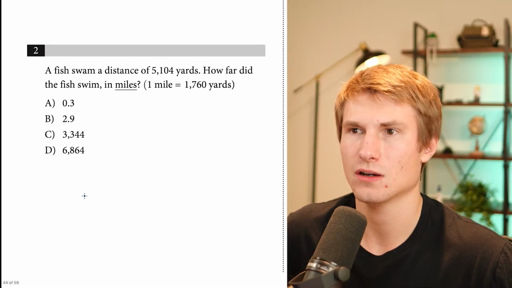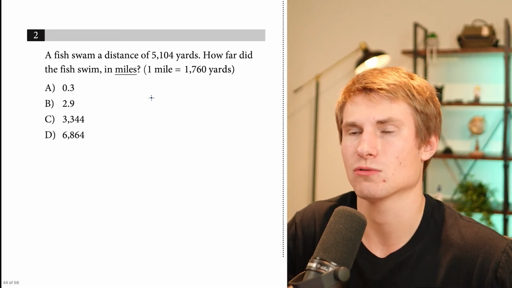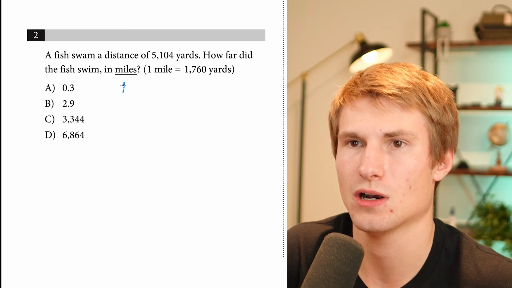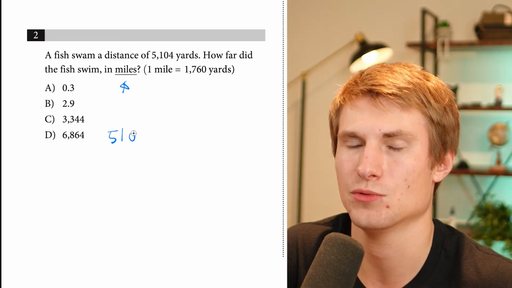A fish swam a distance of 5,104 yards. How far did the fish swim in miles? 1 mile is equal to 1760 yards. Always pay attention to anything underlined. In this case, it's a unit conversion question.